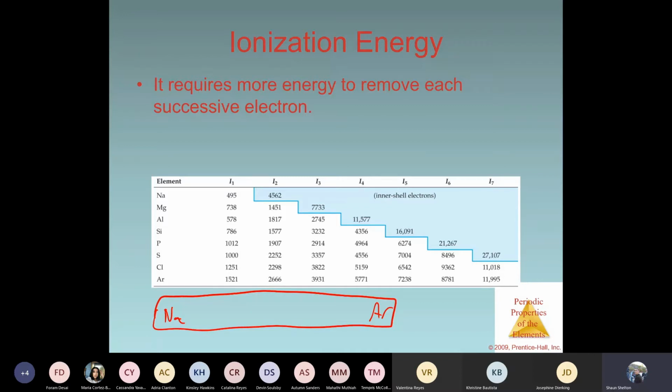Anyhow, so it requires more energy to remove each successive electron. So the first electron is easy to remove. Then you get to the second one, a little bit more difficult. Then you get to the third one, a little bit more difficult.